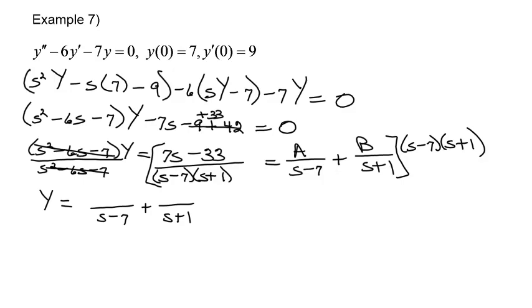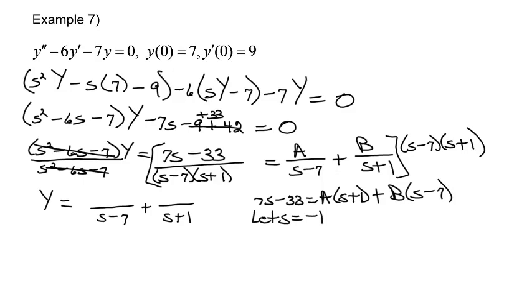All right, we would get the numerator 7s minus 33 equals a times s plus 1 plus b times s minus 7. And then if we pick two convenient substitutions, for example, if I let s be negative 1, then the a would drop out because negative 1 plus 1 is 0. I might have an equation that just has b in it. So negative 7 minus 33 is negative 40. And then 0 plus b times negative 8. Dividing both sides by negative 8 gives b equal to positive 5.